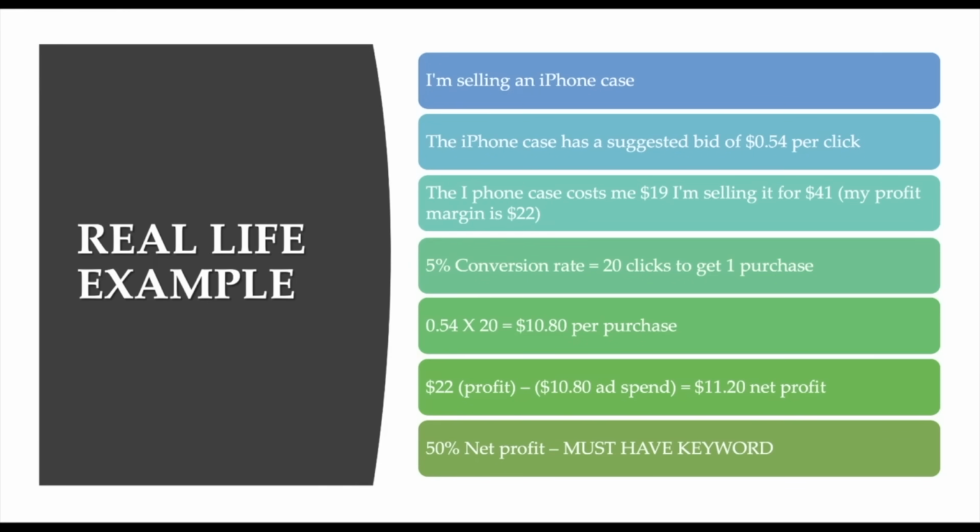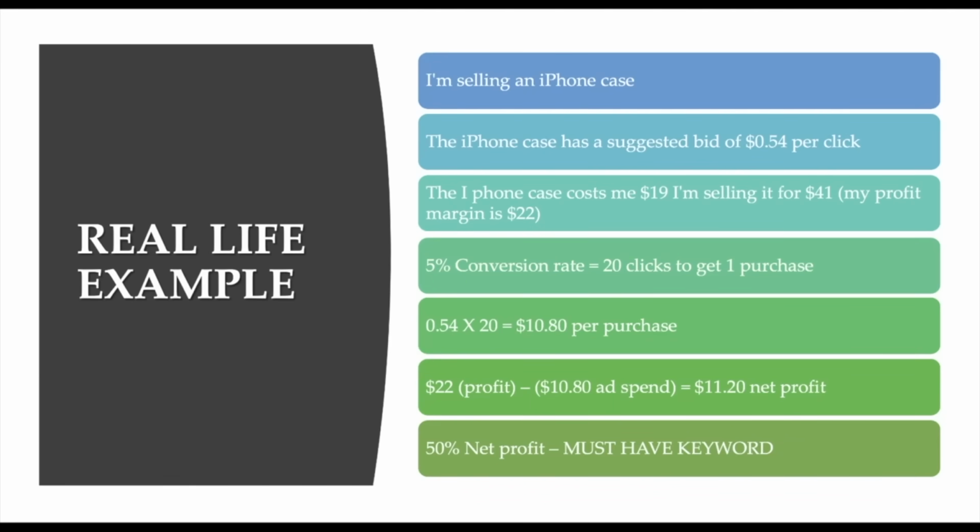A 5% conversion rate would be 20 clicks to get one purchase. 0.54 cents times 20 equals $10.80 per purchase. $22 profit is what I've got. If I minus how much it's cost me to get a purchase, which is $10.80 on ad spend, I've made a net profit of $11.20. That is a 50% or a little bit above 50% net profit.